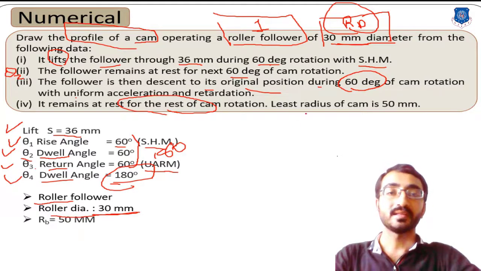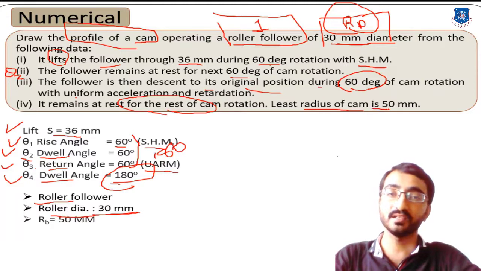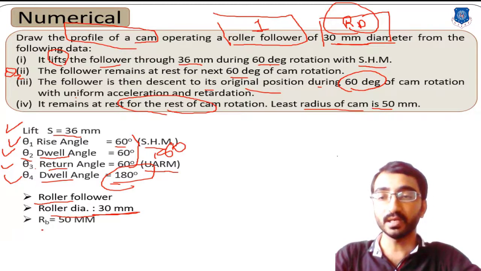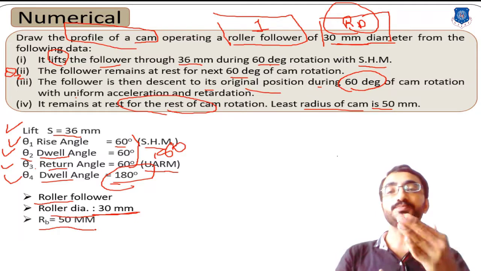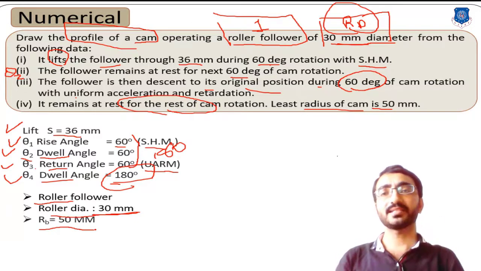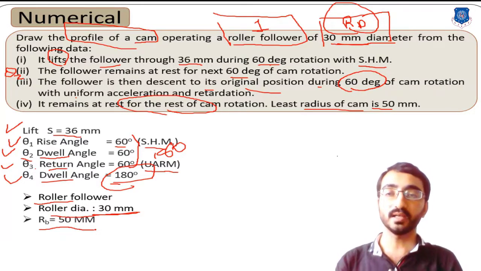Then the type of follower is a roller follower, and the diameter of the roller is 30 mm. The next data, which is most important and required, otherwise we cannot plot the cam profile, is the base circle radius, or the least radius of cam, given as 50 mm. So over here RB, the base circle radius, is 50 mm. After shortlisting this data, we will start with the displacement diagram first, because after sketching the displacement diagram we can plot the cam profile.